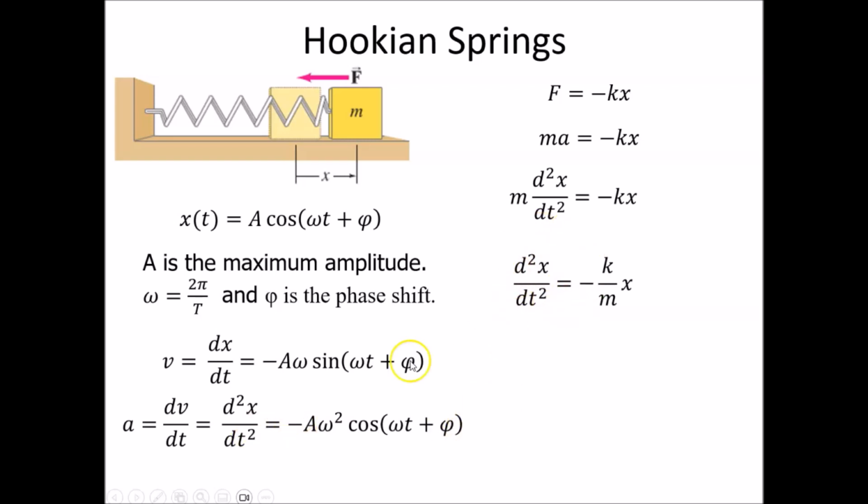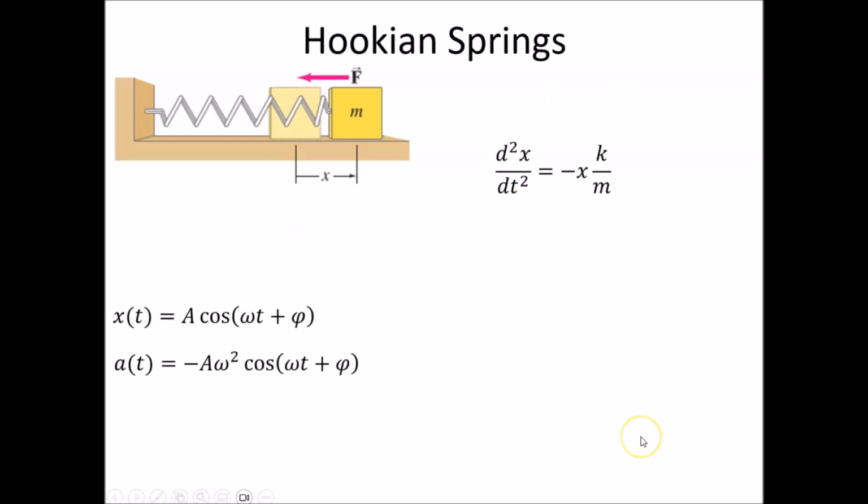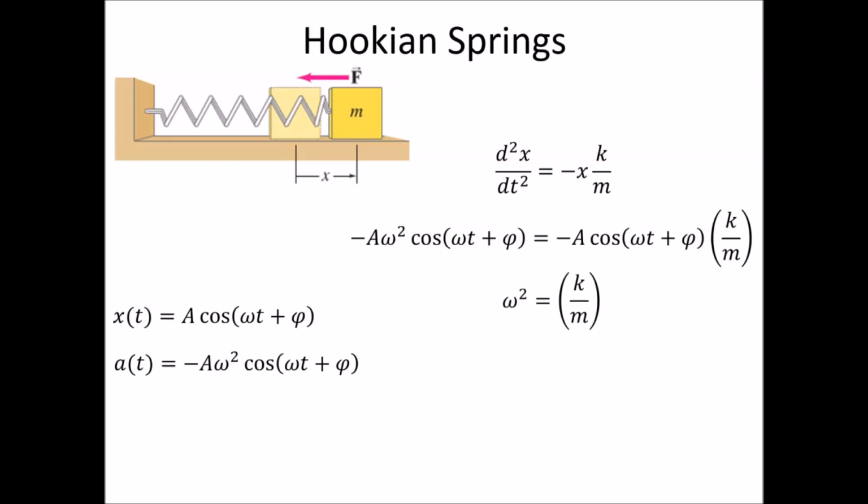Let's plug that into this equation. We now know what acceleration is. We now know what x is. Let's plug that in. And this is what I end up getting. Notice the negative A, which is the amplitude again, cancels out. The cosine of omega t plus phi cancels out, and I'm left with omega squared equals k over m. Remember, omega is the angular speed of this. It tells you how quickly it goes through 2 pi radians. So 2 pi divided by the period is what omega is. So now I can go ahead and solve this for T squared, and I get T squared is equal to 4 pi squared m over k. Oh my gosh, that's something we knew already.